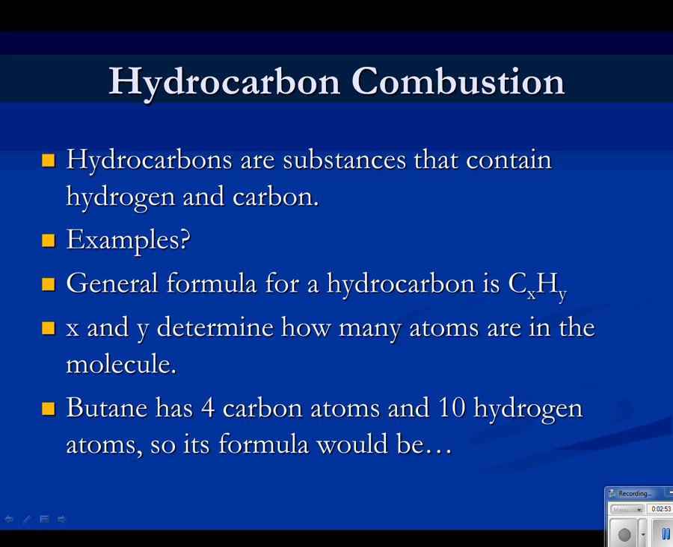The next type that we have is hydrocarbon combustion. And hydrocarbons are substances that contain hydrogen and carbon. There's a pile of them out there. Easy examples, you have methane, you have glucose, a lot of those different things. So the general formula for a hydrocarbon is CxHy. And the x and the y determine how many atoms are in the molecule. So for example, butane has 4 carbon atoms and 10 hydrogen atoms. So its formula would be C4H10.